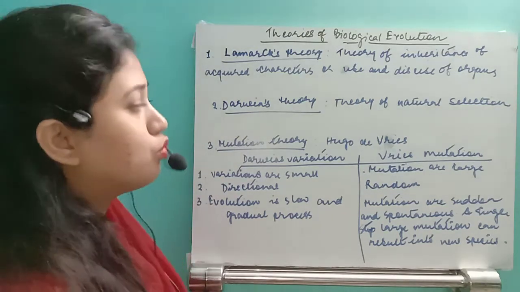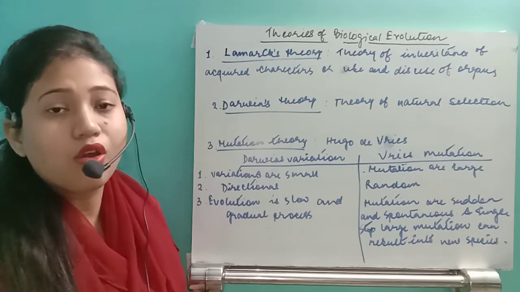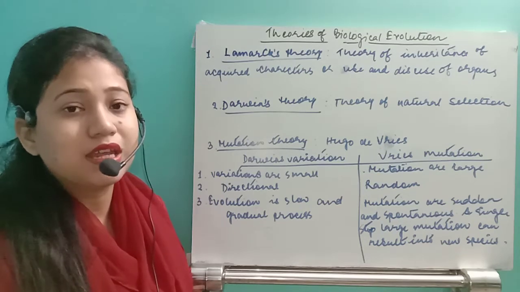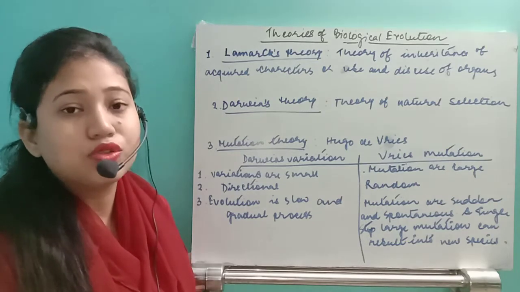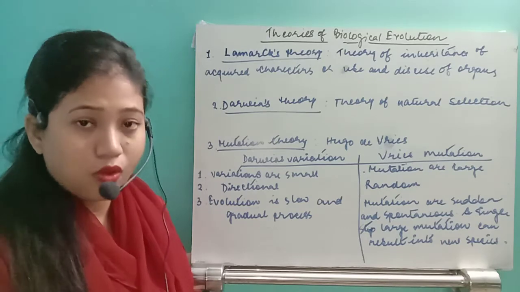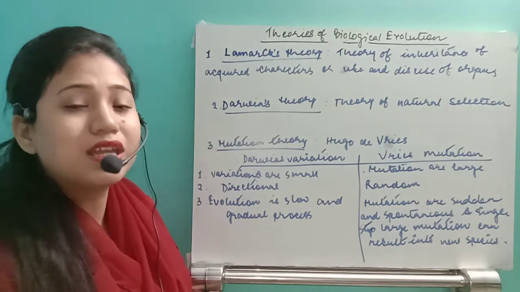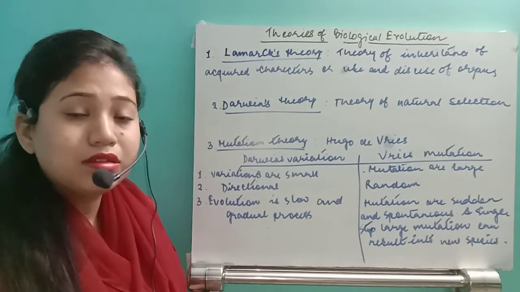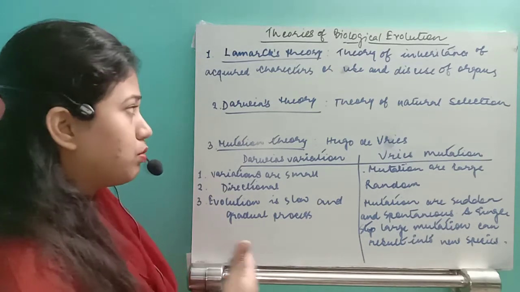The scientist was Hugo de Vries, while working on a plant, that is Oenothera lamarckiana or evening primrose. While working on this species, he said that mutation occurs suddenly in a species, and evolution is actually not a slow process. Suddenly it occurs. It does not have any direction. So it completely disproved Darwin's theory of variation.